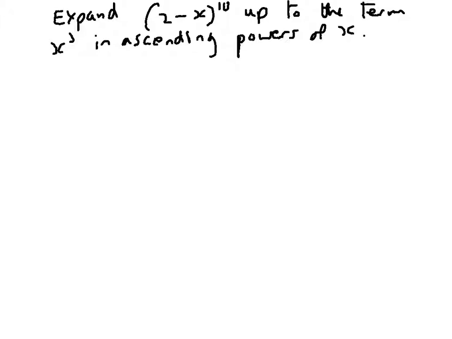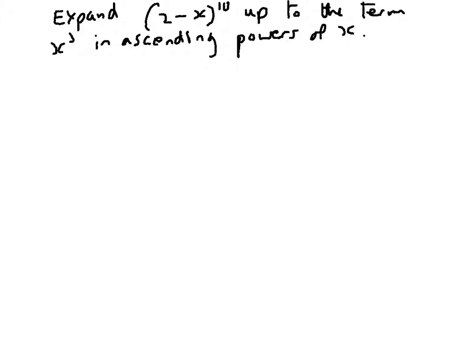So we've got 2 minus x all to the power of 10, so it's massive, isn't it? We're not going to expand all that. But the question says up to the term x cubed, so we're going to go up to the term x cubed. This, though, is not in the form we need it. Remember, this number has to be 1. So to get this in the form we need, firstly we need to take this 2 out of everything, dividing everything by 2 and taking out a factor of 2.